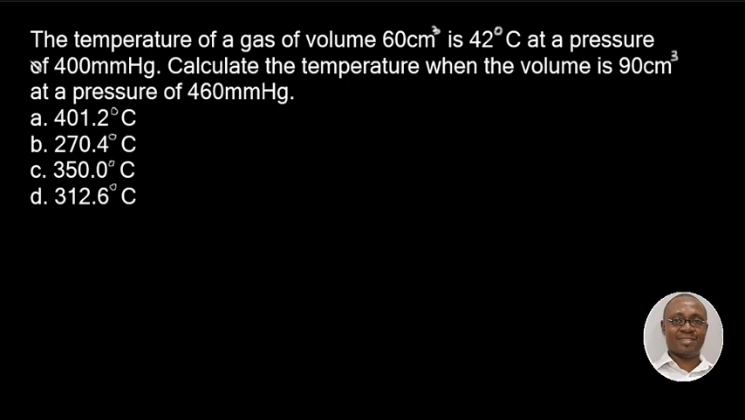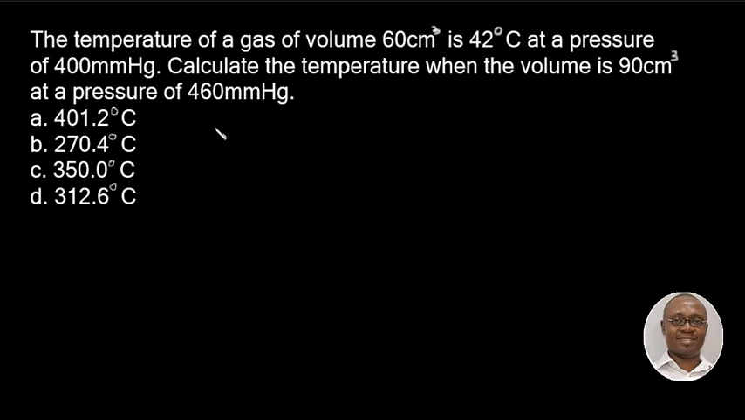This is JAMB Physics 2017, which goes thus. The temperature of a gas of volume 60 cm³ is 42 degrees Celsius at a pressure of 400 mmHg. Calculate the temperature when the volume is 90 cm³ at a pressure of 460 mmHg.